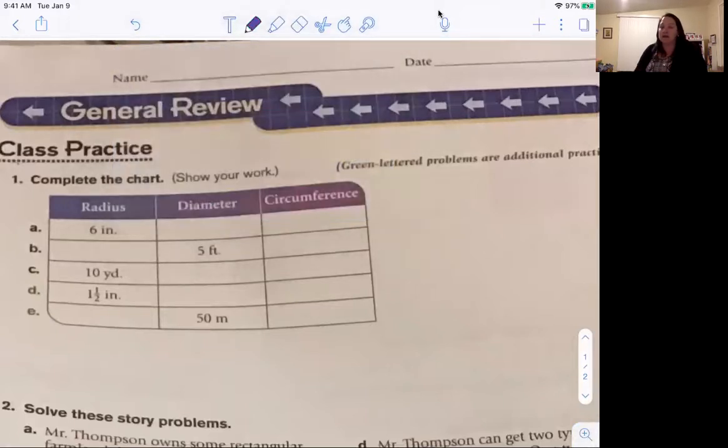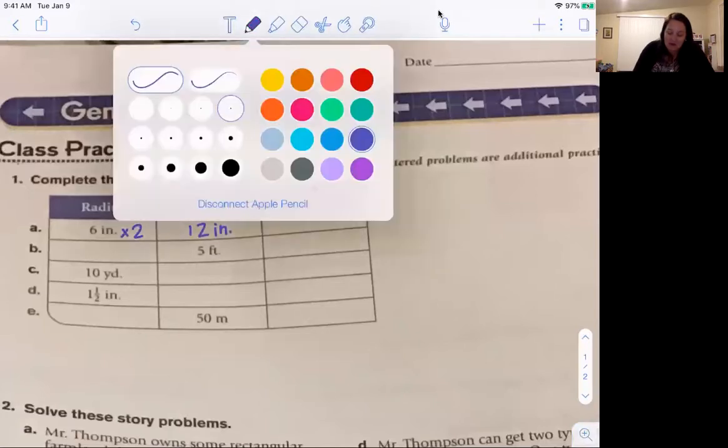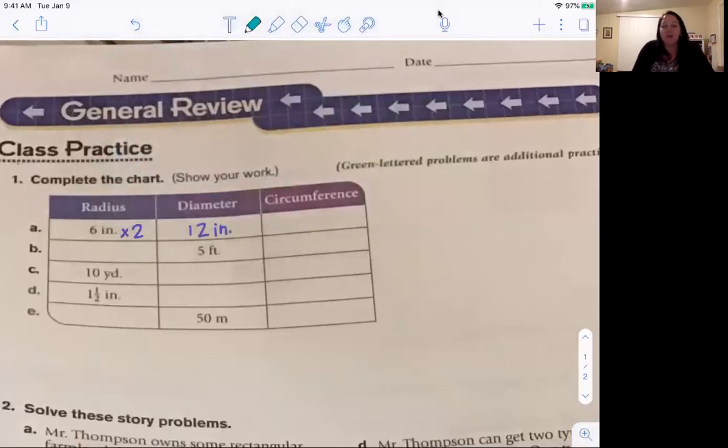So let's look here. If I have a radius and I want to find a diameter, from a radius to find a diameter, you just multiply by 2. So 6 times 2 is what? 12 inches. Now I'm going to save circumference for a minute. Let's go down to letter B.